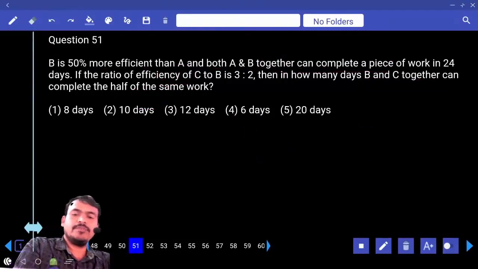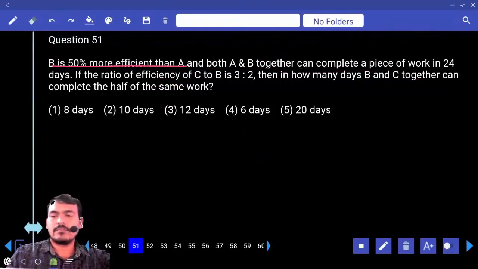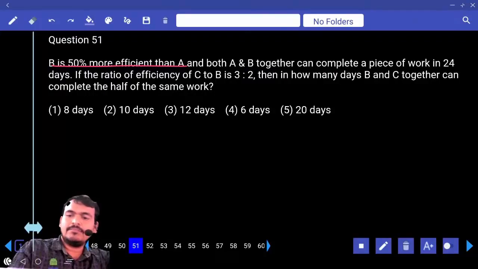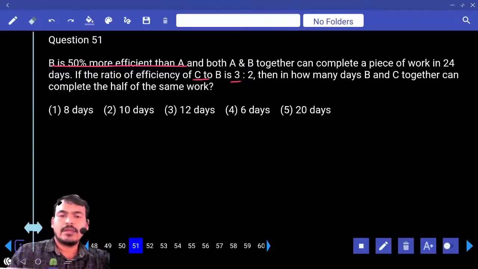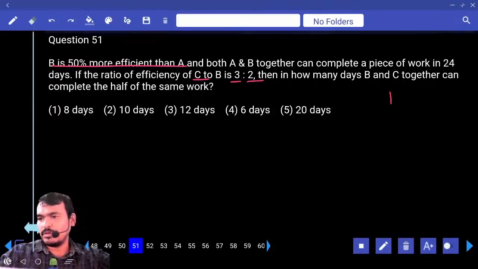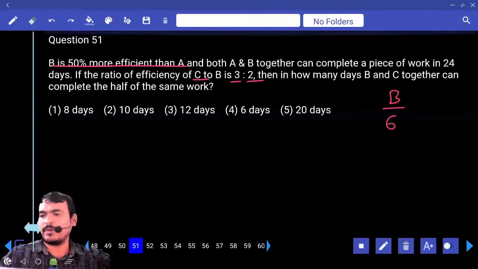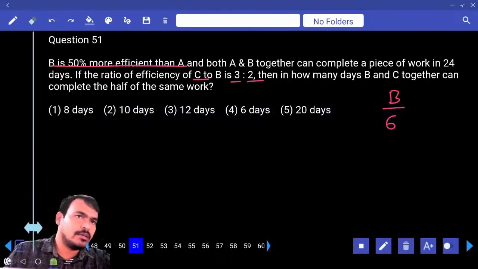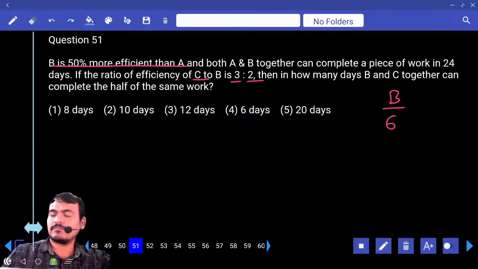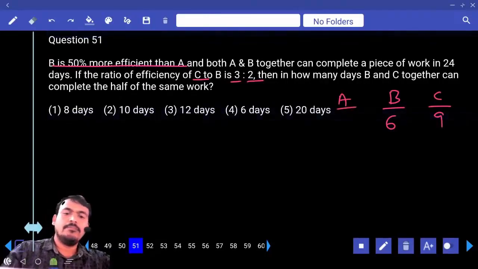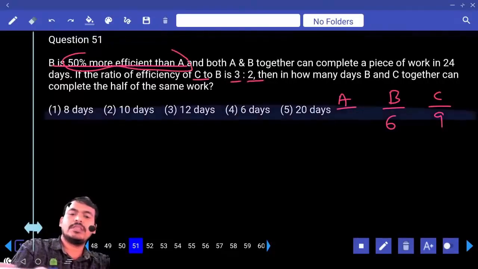First of all, B is 50% more efficient than A. But second, C's efficiency is 3 parts and B's efficiency is 2 parts. Suppose I treat B's efficiency as 6 parts. What is C? If B's efficiency is 6 parts, then C's efficiency is 9 parts. C's efficiency is 9 parts.